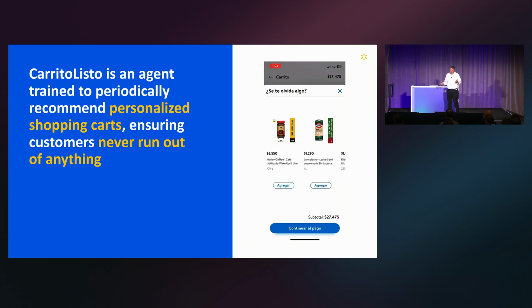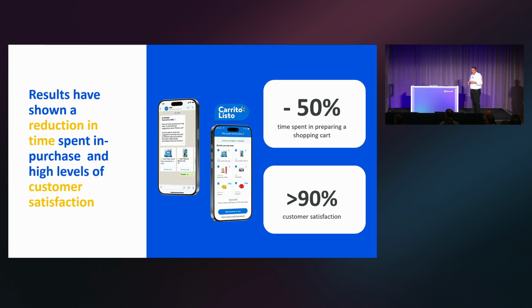But then again, those are two examples, right? Let's go over the actual results. They have shown a dramatic reduction in time spent in purchase, with a high level of customer satisfaction. And this is 50% less time preparing a shopping cart. When you put that into perspective, this is not theory, right? This is actual impact on our customers.